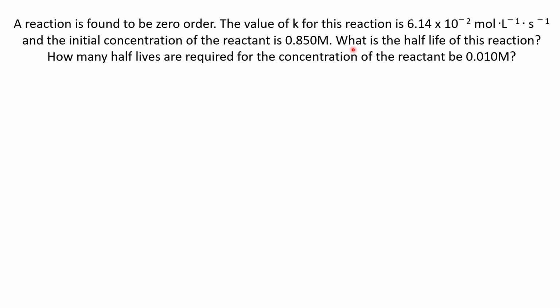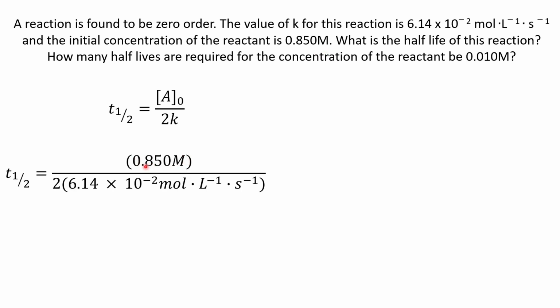So the first part of the problem asks us, what is the half-life of this reaction? Well, knowing that it's zero order, here is our equation for half-life for zero order reactions. We need to know our initial concentration, and we need to know our value for K. This is great because the problem gave us those. So all we need to do is plug these numbers in and calculate our half-life. Plugging in our initial concentration of A and our value for K, we get a half-life of 6.92 seconds.